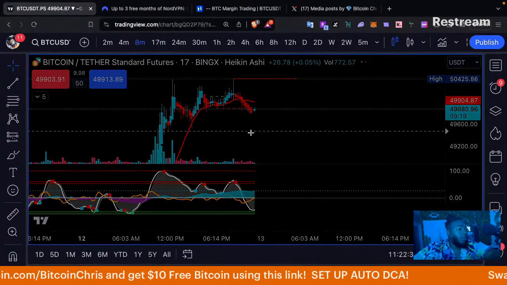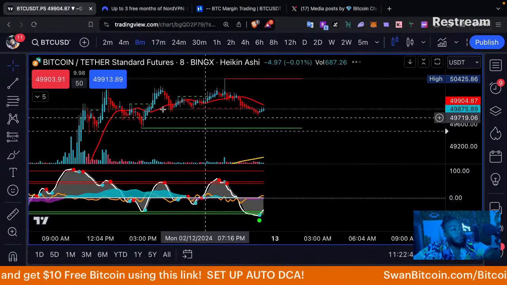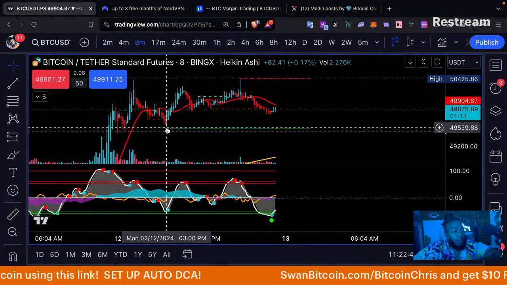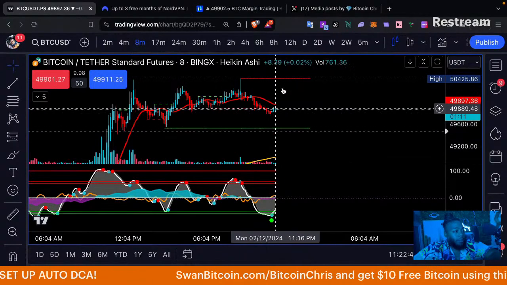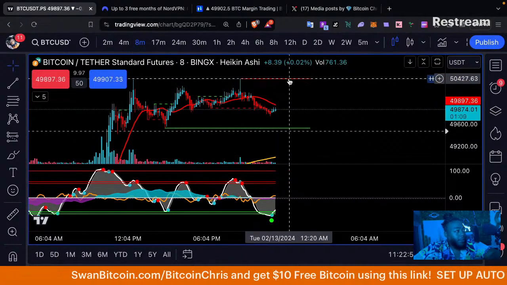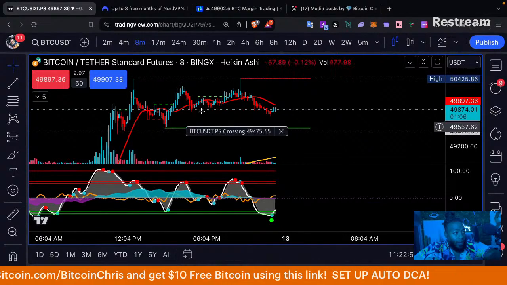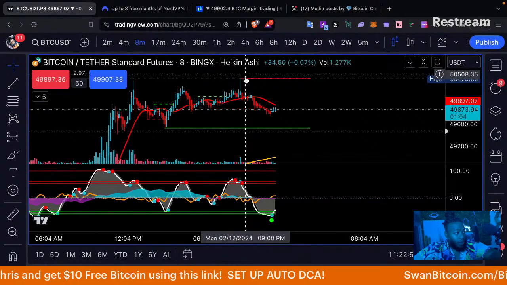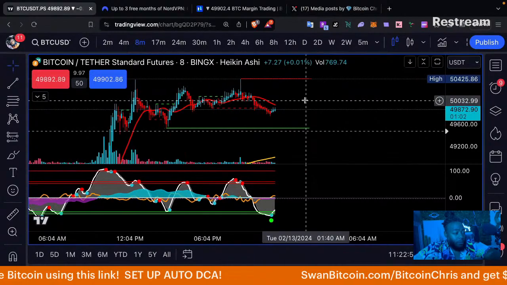All right, and then you would want to do your market analysis, right? Look and see what's going on. You see support is down here. Resistance is right here at 50,425. We hit once, hit twice. Looks like we're going to be winging out of here.